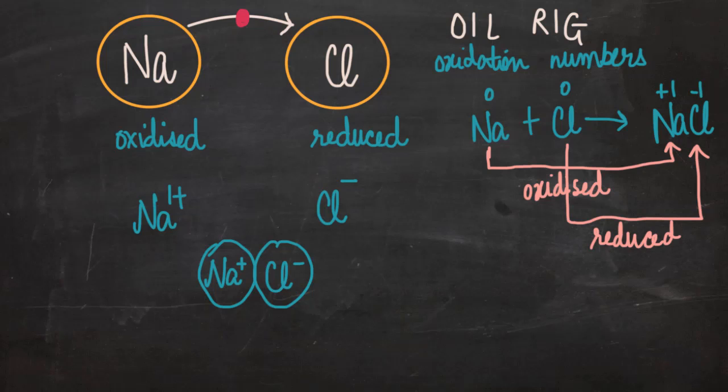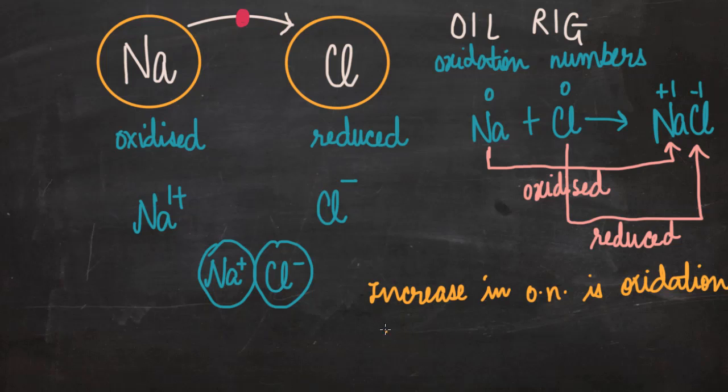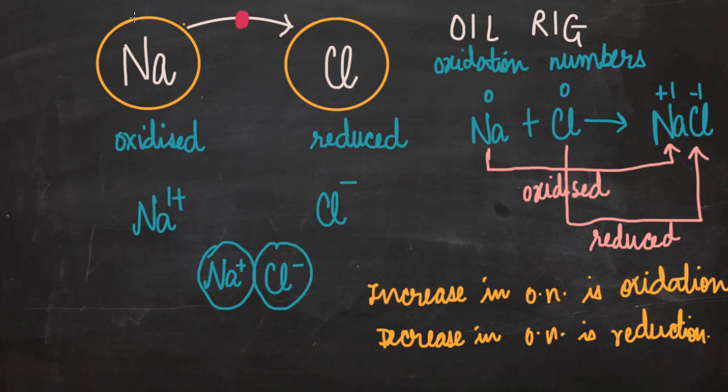So what can I say here? That increase in oxidation number is oxidation, and decrease in oxidation number is reduction. What is oxidation number? It is just the charge on various species or various atoms in a chemical reaction. Here sodium is losing electron and chlorine is gaining electron.